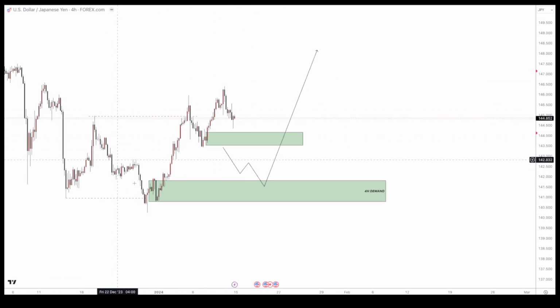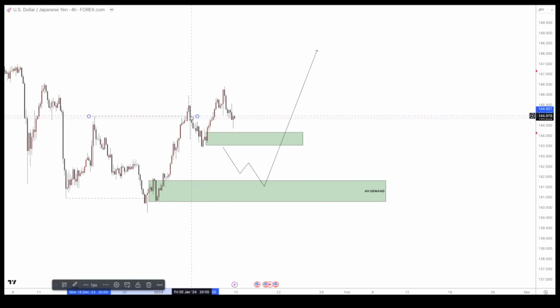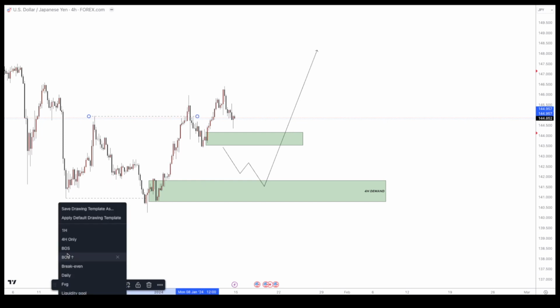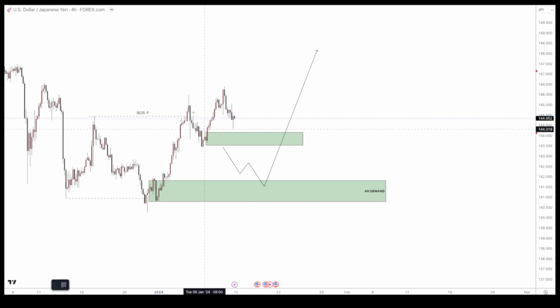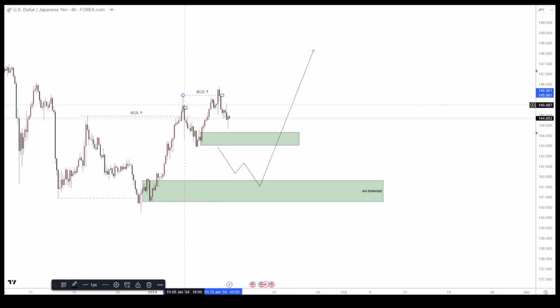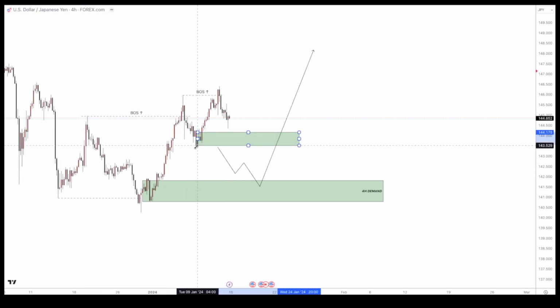So price did break here and then had a break of structure right here to go to the upside, and then from there we do get another break of structure to go to the upside. With that being said, you can already see that we are looking at these two zones right here.